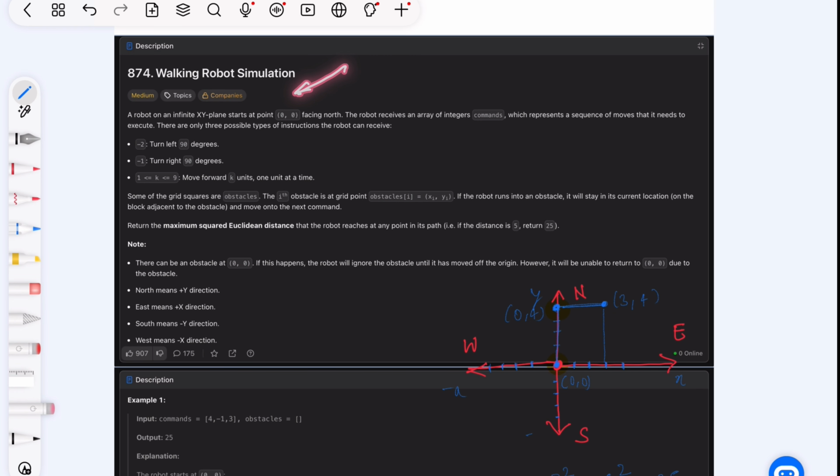So the question is saying that we have a robot on the XY plane that starts from the point 0 0 facing north, right? And the robot receives an integer array commands, and it represents a sequence of moves that needs to be executed. There are only three possible types of instruction that the robot can receive. The very first is -2. When -2 is given, it means it has to move to the left side.